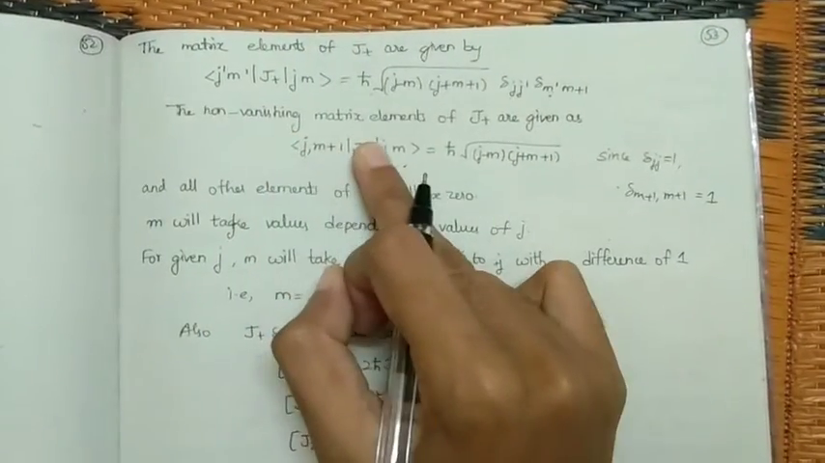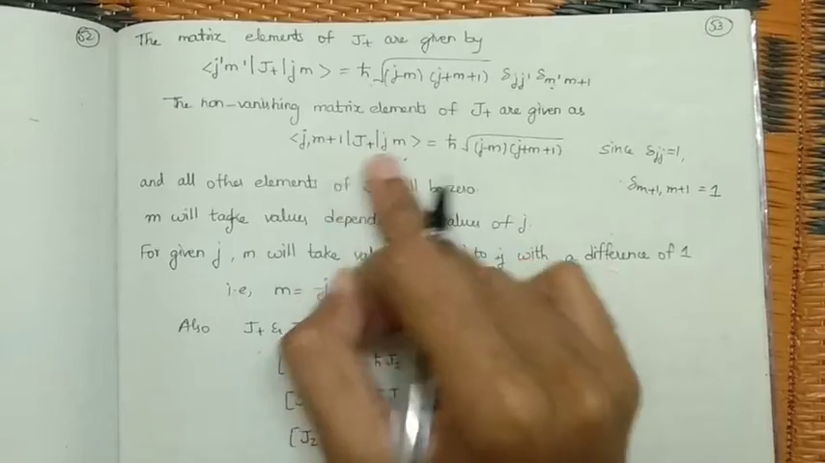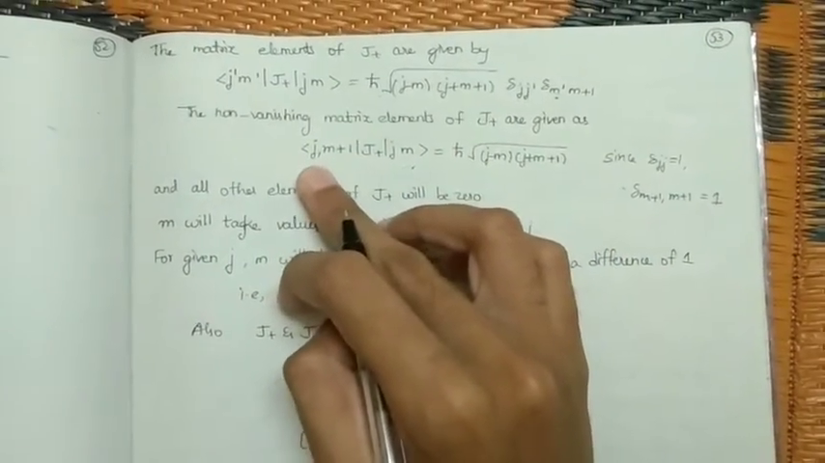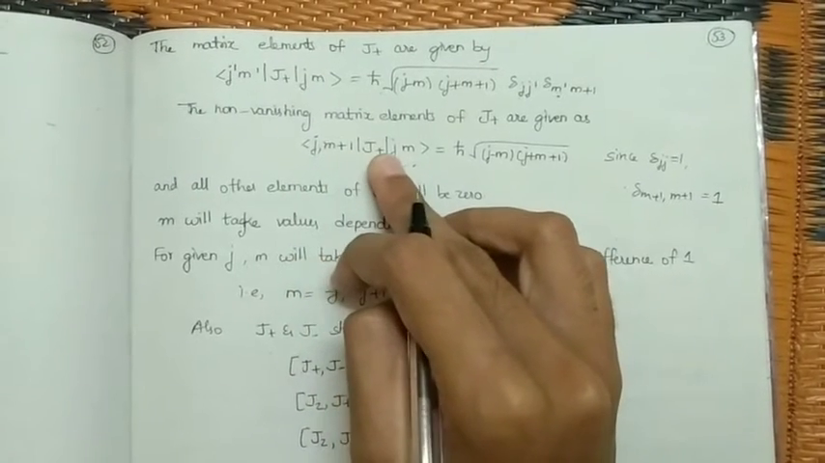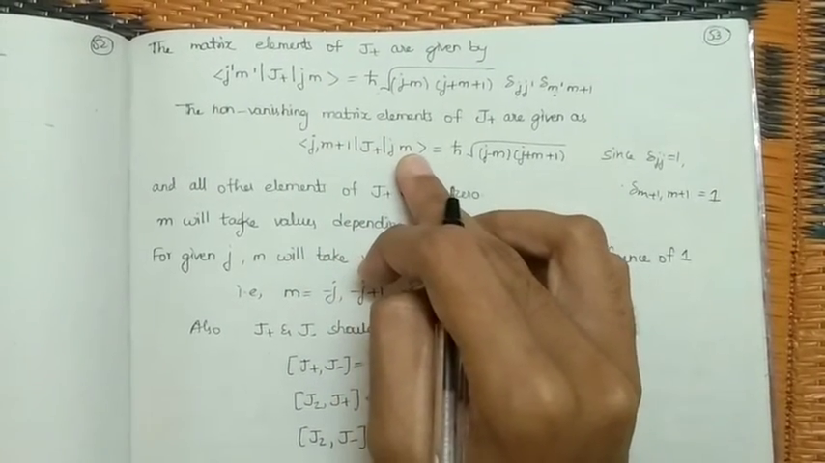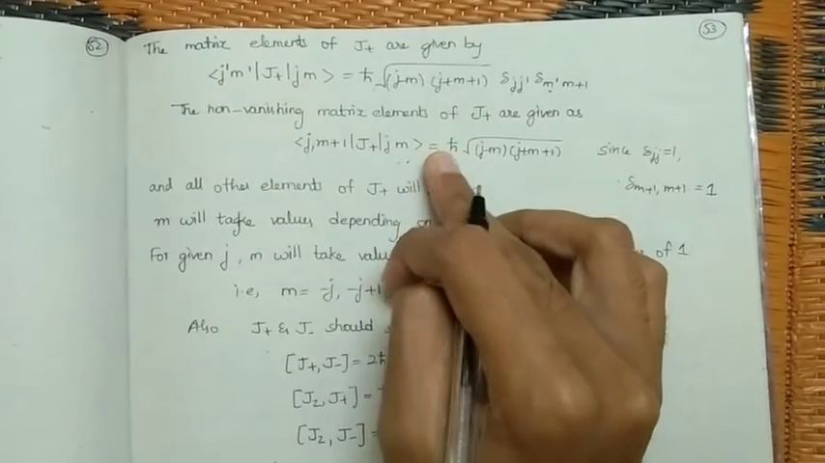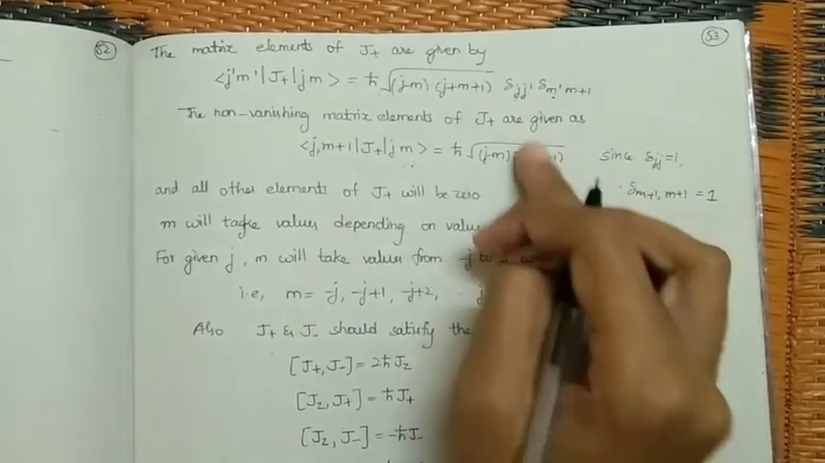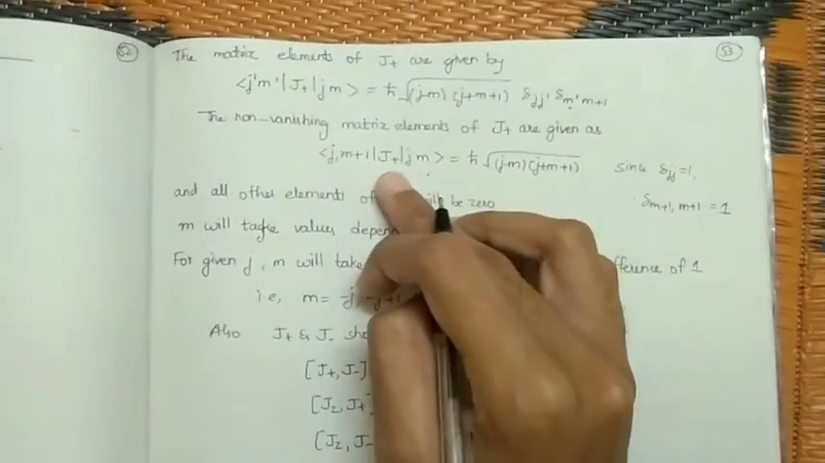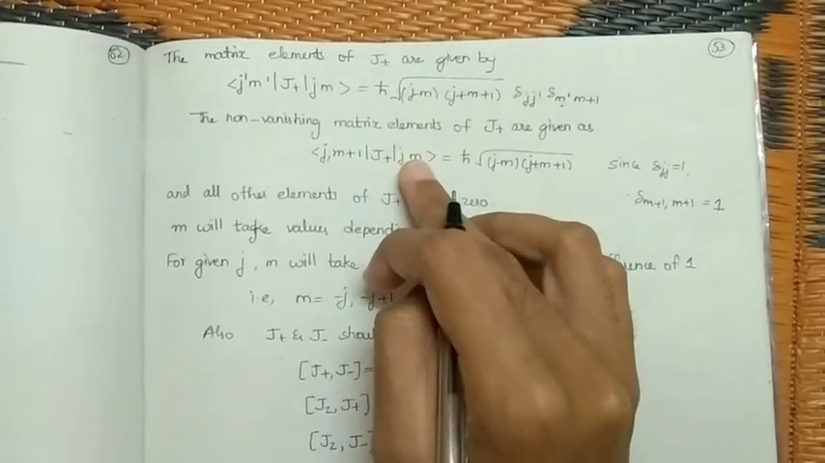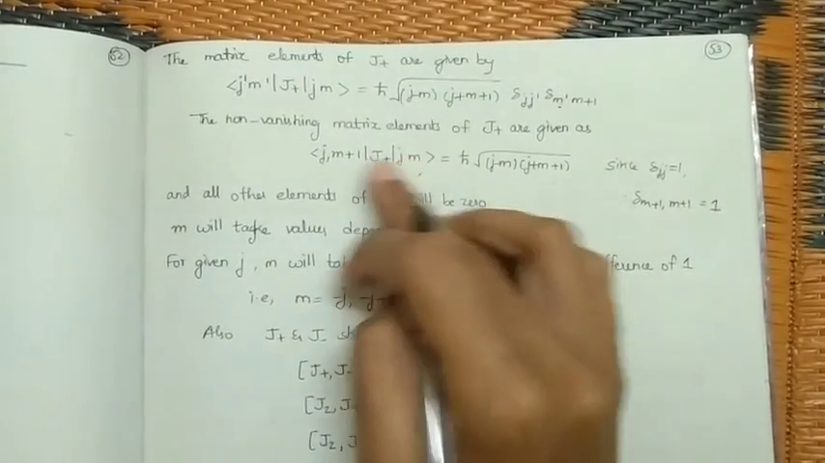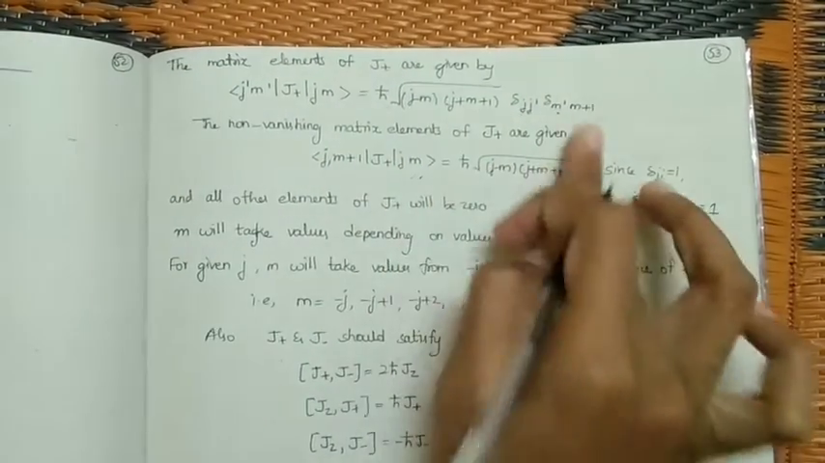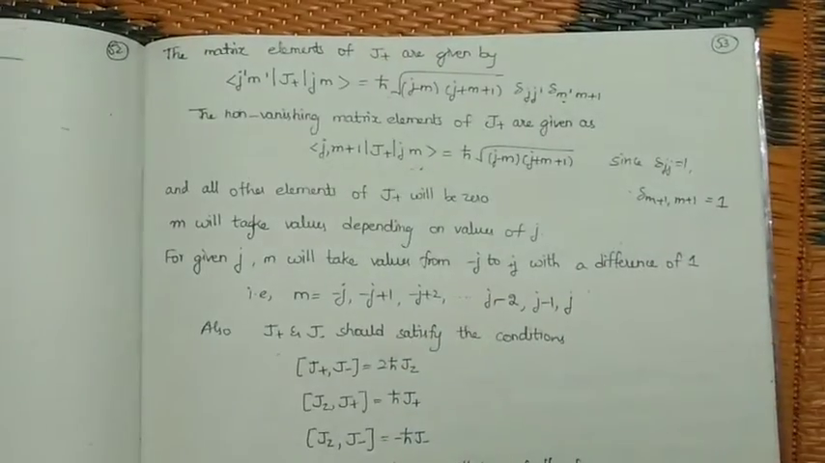The non-vanishing matrix elements of J plus are given as: bra j comma m plus 1, J plus operating on j m ket, is equal to h cut into root over j minus m into j plus m plus 1. That is nothing but the eigenvalue of J plus. After operation we get m plus 1 in the place of m, hence here m plus 1. So j equals j, and m plus 1 equals m plus 1. Only those matrix elements would exist, the remaining matrix elements would be 0.